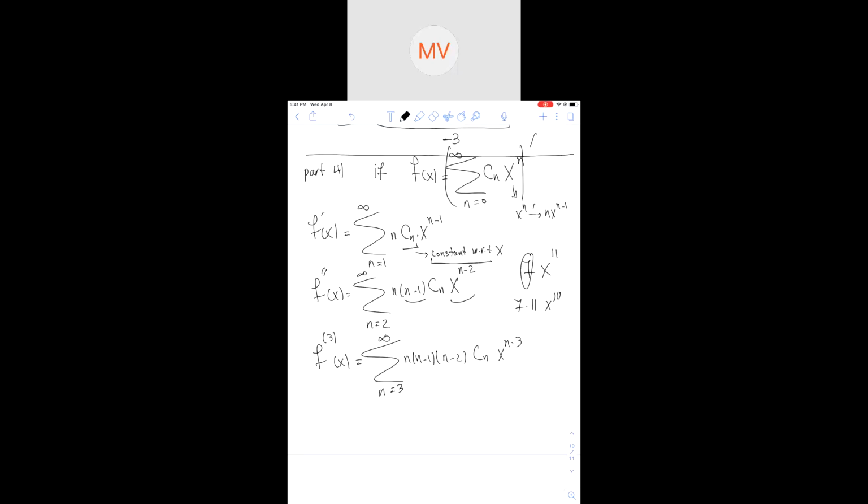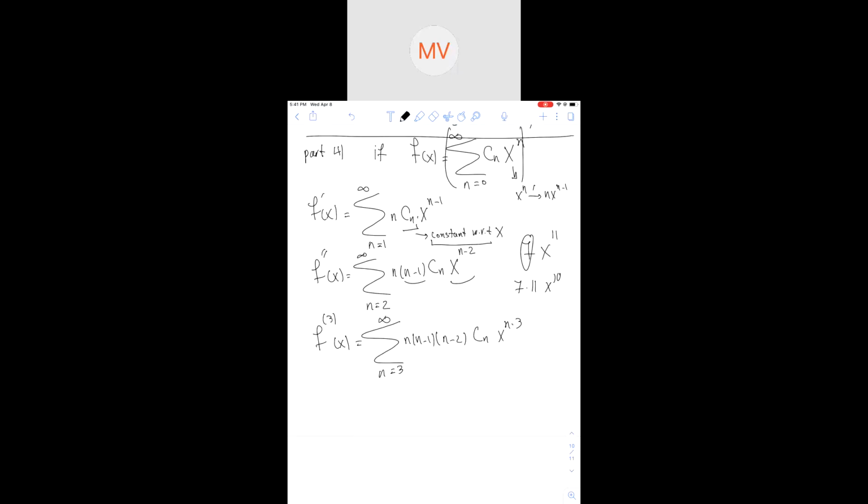Right? If it was a summation, the derivative of c sub n would be 0 with respect to x. Does that answer your question, Eli? I can try again, a different way.